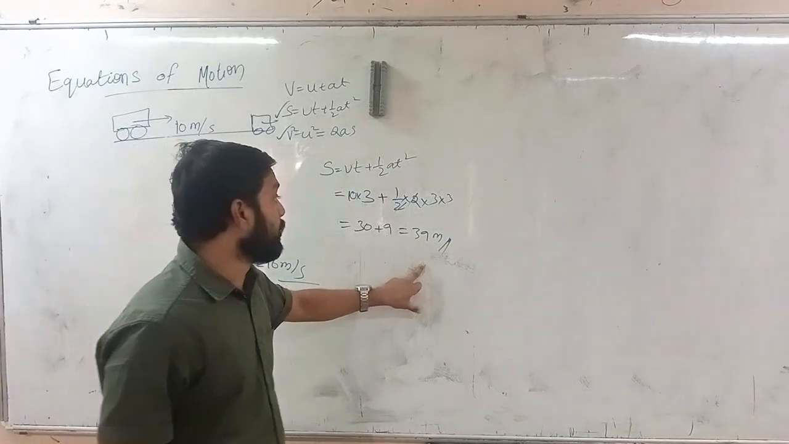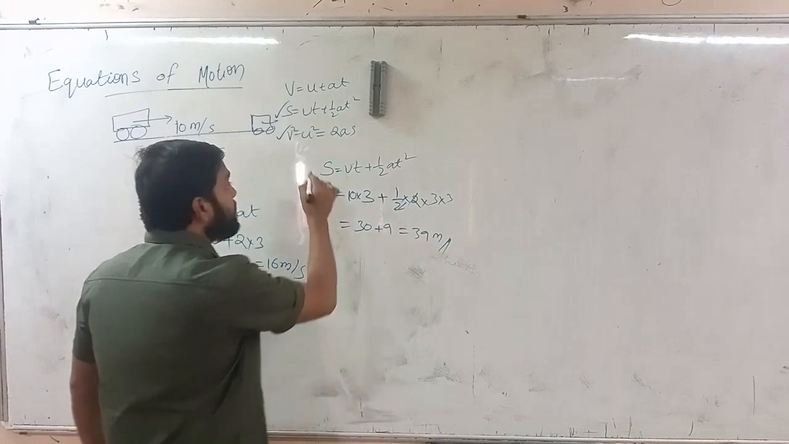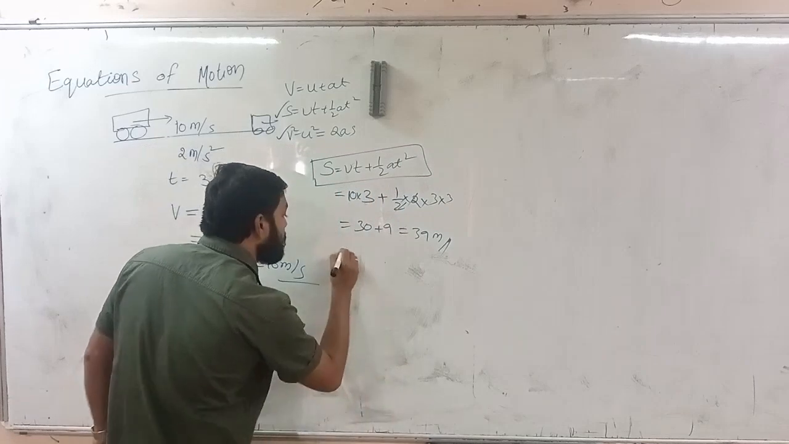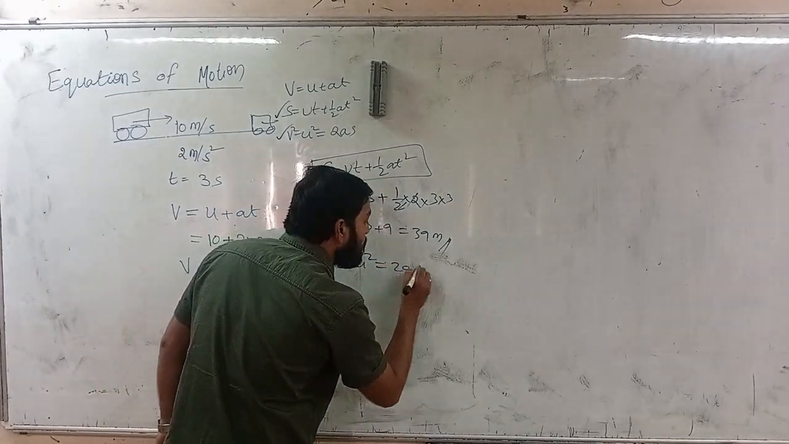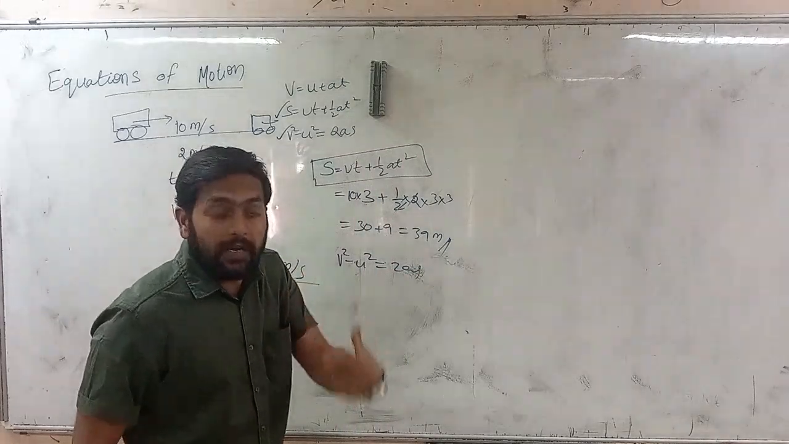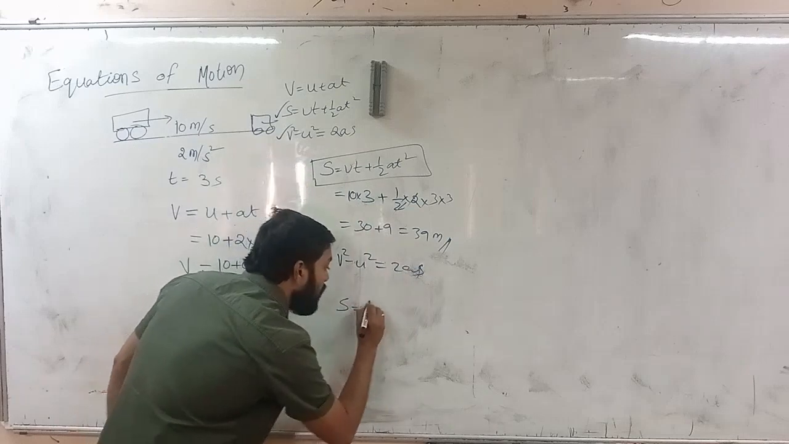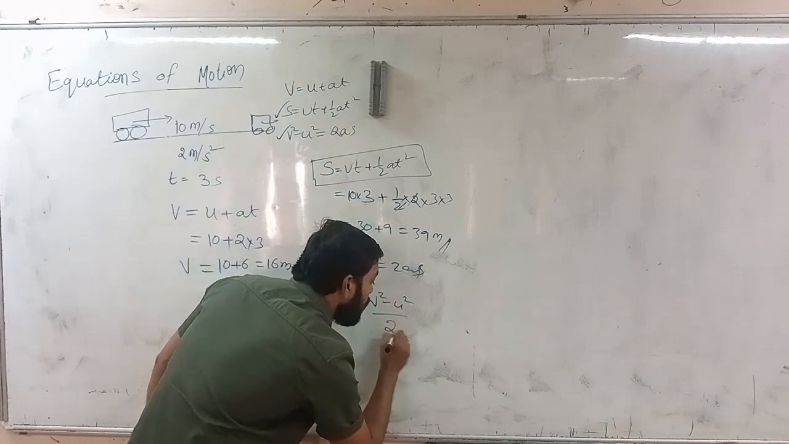Okay, like that we need to do. So we have taken this formula, right? Now we would like to take another formula, v square minus u square is equals to 2as. Okay, so what we want? We want S, which is nothing but the displacement. So S is equals to v square minus u square by 2a.